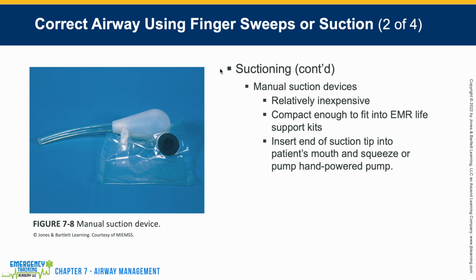Here you can see a handheld manual suction device. These are relatively inexpensive, they're compact, and they're really easy for emergency medical responders to use. All you do is insert the end of the suction tip, and it's a bulb suction like maybe you've used with little kids before. You just continually squeeze that bulb and it will create the suction that we need to get rid of the fluid.